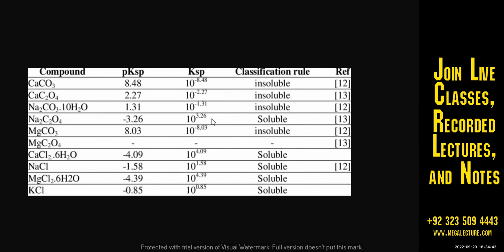So the one that is soluble will have a really high Ksp value. For example, soluble Na2C2O4 has 10 to the power plus 3.26, which means it's very soluble. And calcium carbonate, which is very slightly soluble, has 10 to the power minus 8.48, that's very less soluble. Is that clear? Leave pKsp, it is not in your course, just the Ksp value. Okay, is that clear? Yes sir.